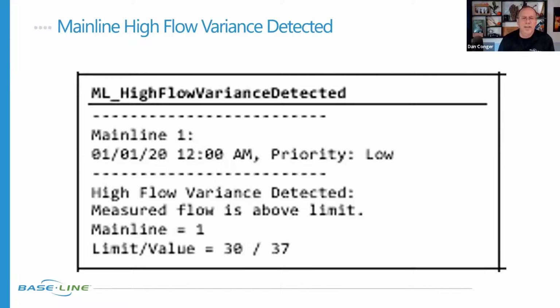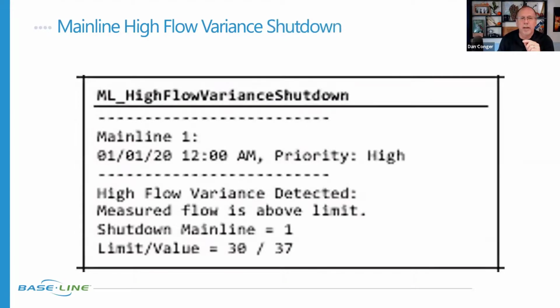Right. So in this case, what was the limit that we had, Tracy? The high flow is set at 30 in this case, and it hit 37 and detected a variance between what we had set as the high flow and what was actually read. So this detected it, and I think that last word was important. I wanted to juxtapose this to a mainline high flow variance shutdown, which is a high priority, which is kind of unique, kind of an interesting idea. First one, exact same limits, exact same detection. But in this case, in Base Manager or in the controller, you said, when you detect this, shut down. So there's that check mark.